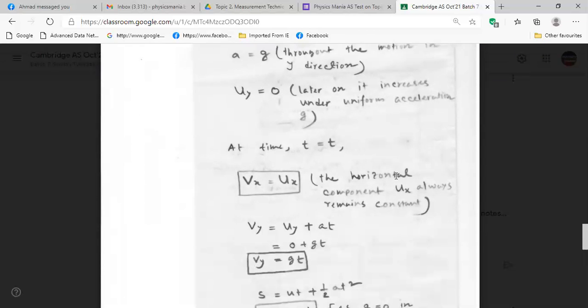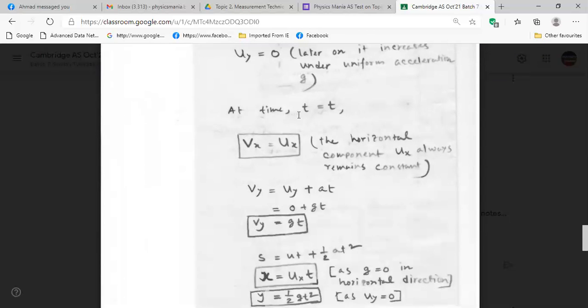Okay, now Navid, you read this. At time t is equal to t, Vx is equal to ux. The horizontal component ux always remains constant. Vy is equal to uy plus at, is equal to 0 plus gt. Vy is equal to gt. S is equal to ut plus half at square. Then x is equal to uxt. Okay, hold on here.